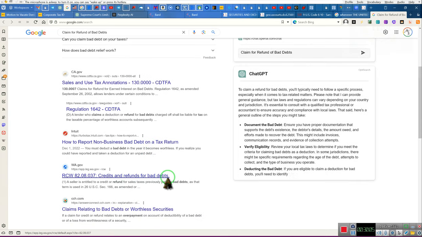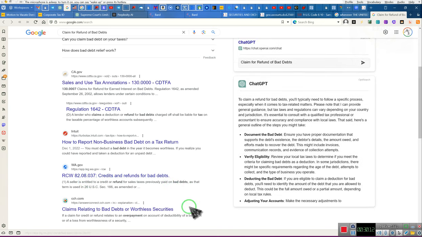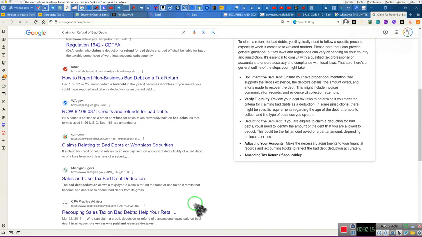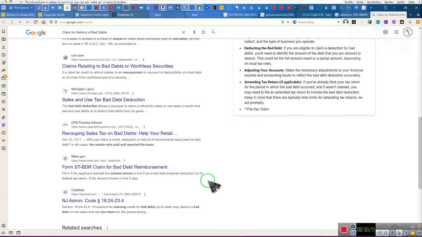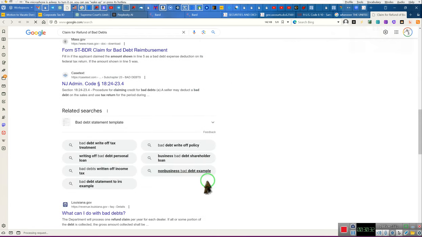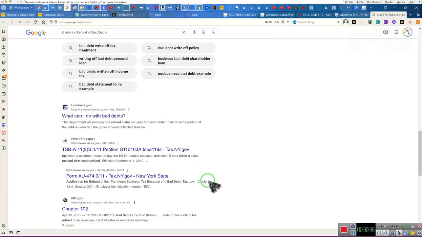Let's see, credits and refunds for bad debt. This is Washington State, people, credits and refunds for bad debt. So when I tell you that it is possible, claiming related bad debts are worthless security. So I'm going to put this link in the description. I keep trying to tell you guys that you have the right to this stuff, and y'all keep listening to these tax agents telling you don't have the right to this stuff. Okay? Look, it says may claim a sales tax bad debt credit and refund. This happens all the time. All the time.